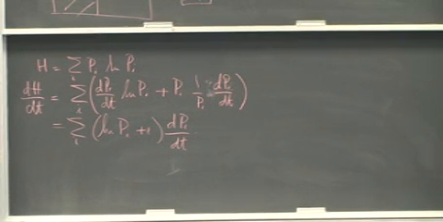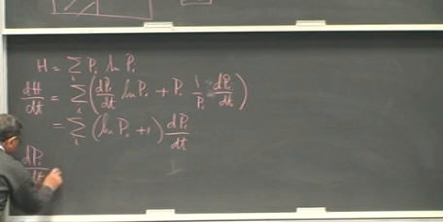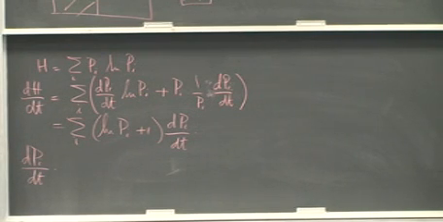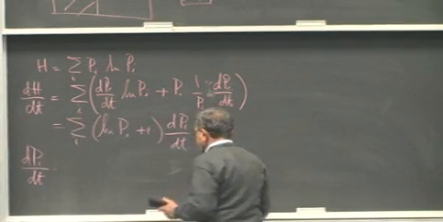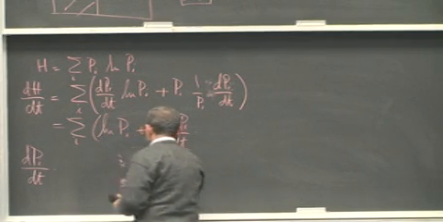Now, let us look at dPi by dt. This seems to be an important thing. How would the probabilities change? Pi is the probability of finding the system in the ith state. Okay? And how would that change in time? That would change in time by noting that there is this ith state and there is this jth state.